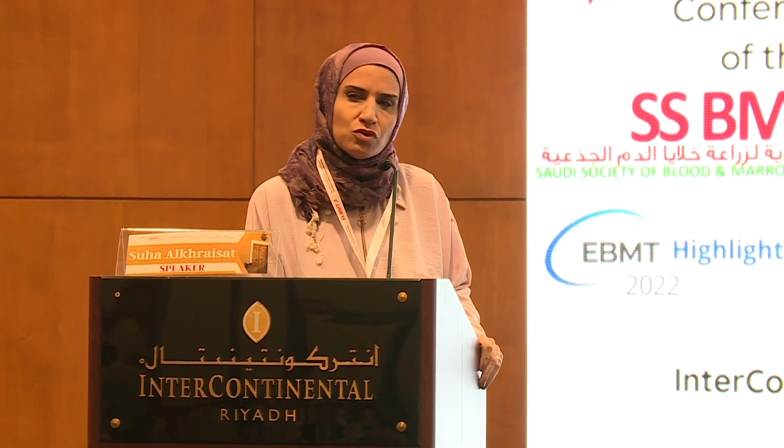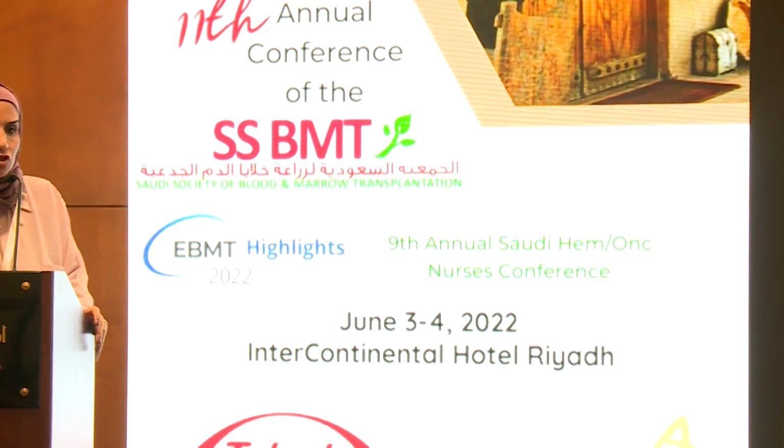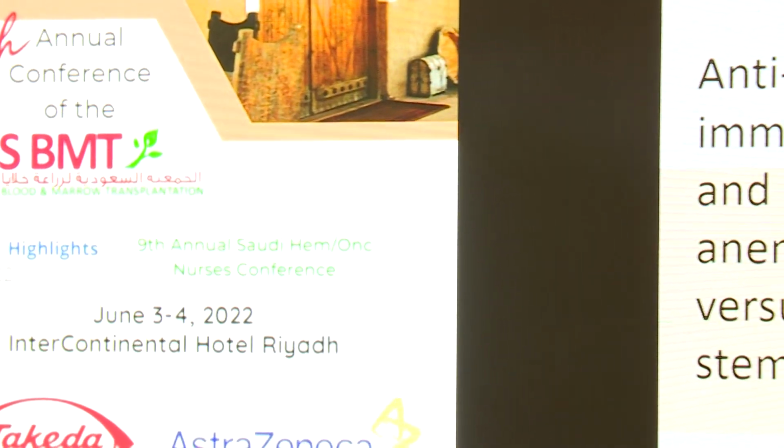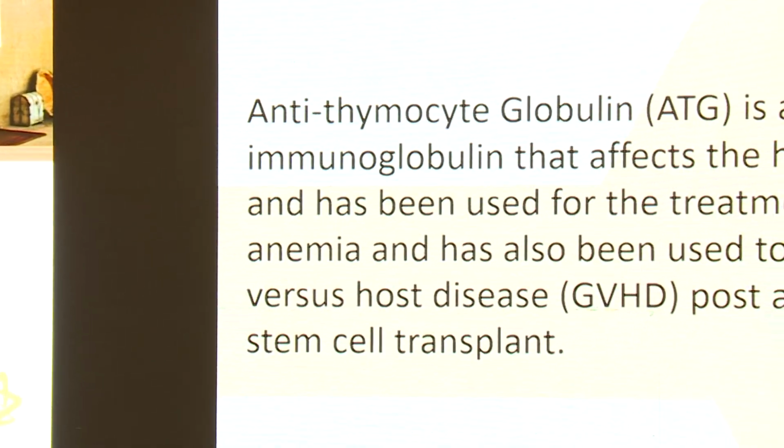Introduction. The first thing we will talk about is the ATG. ATG is a polyclonal immunoglobulin that affects the human T lymphocyte and has been used for aplastic anemia, and also we use it for prevention of GVHD and even treatment of GVHD for allogeneic stem cell transplant.